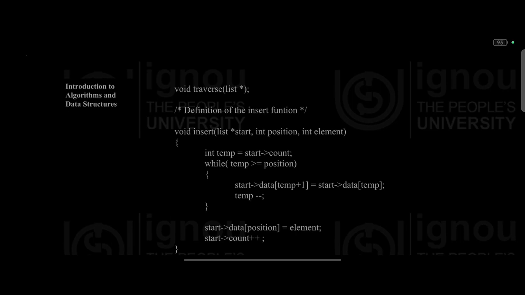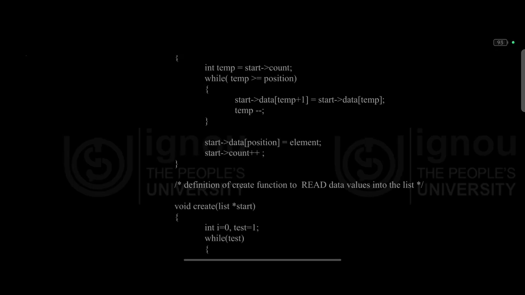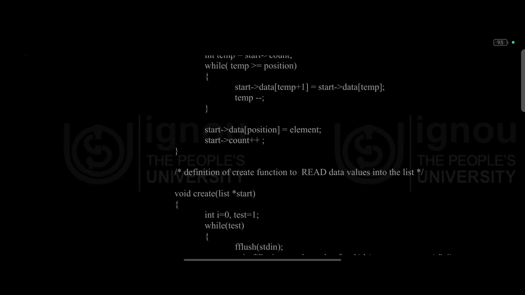Okay. Definition of the insert function: void insert(list *s, int position, int element). int temp = s->count; while (temp >= position) { s->data[temp+1] = s->data[temp]; temp--; } s->data[position] = element; s->count++; }. Definition of the create function: to read data values into the list.